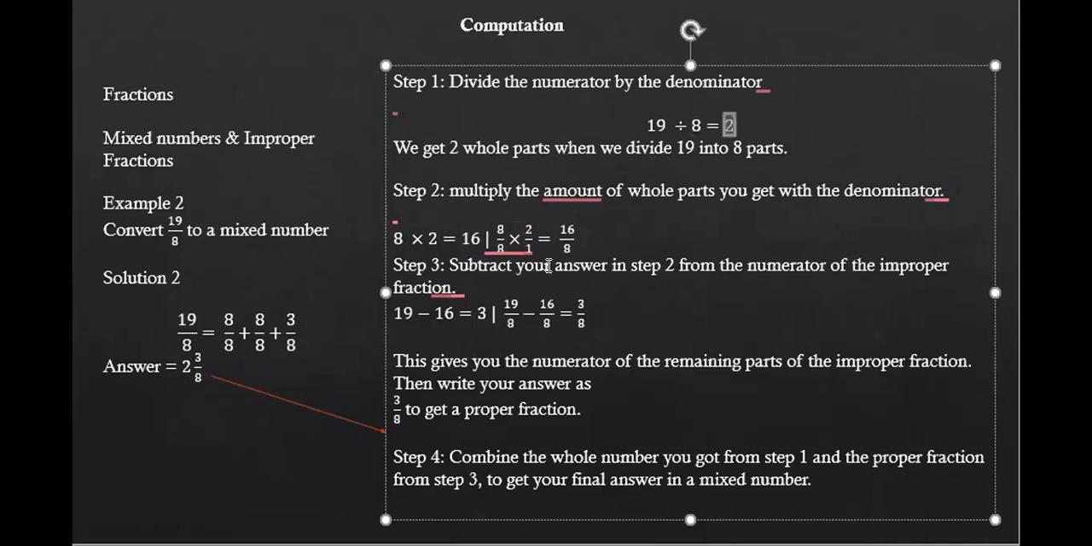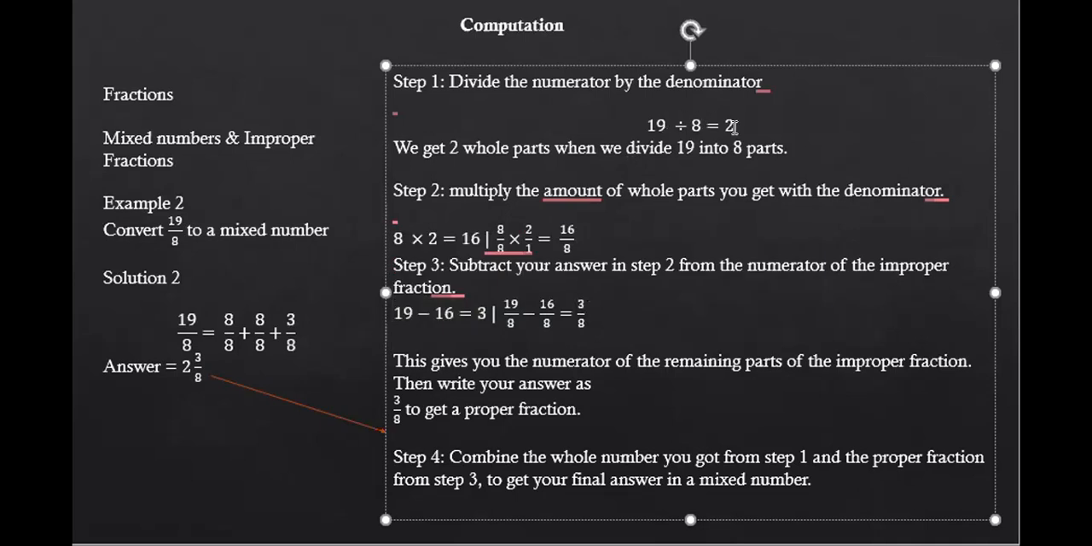Step 3, we are going to subtract our answer from step 2, which is the 16 over 8, from the numerator of the improper fraction. So a simple way to look at it is 19 over 8 subtract 16 over 8, which will give us 3. This is dealing with only the numerators, so this in turn gives us 3 over 8.